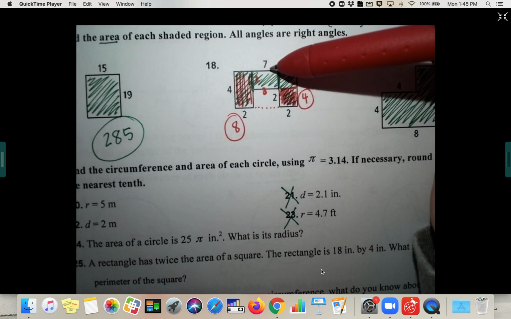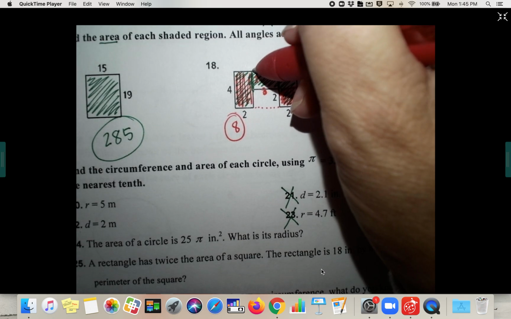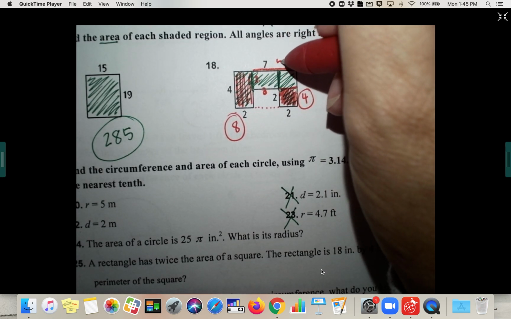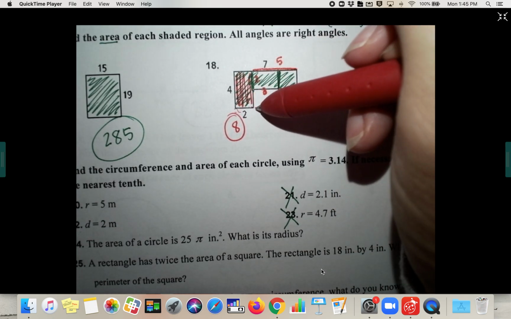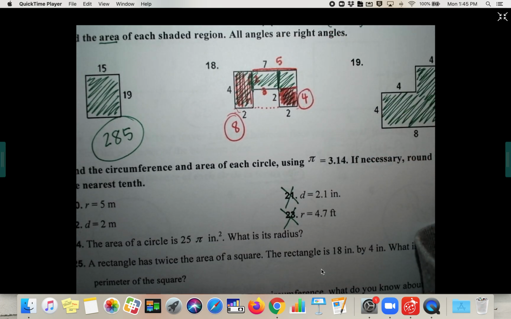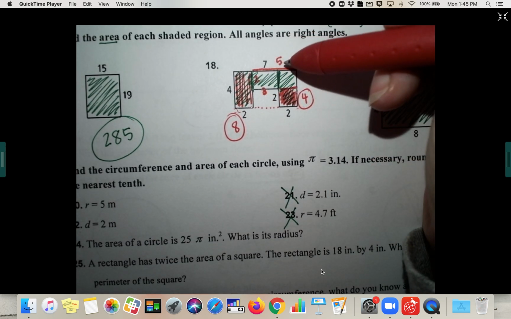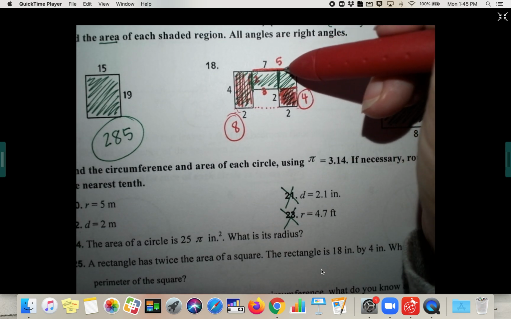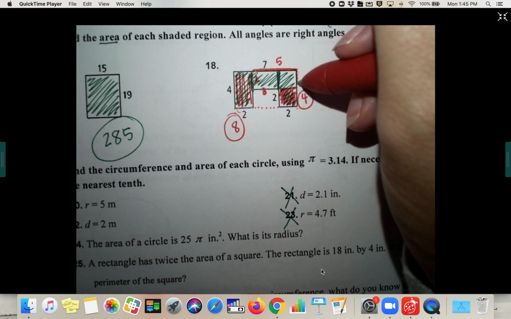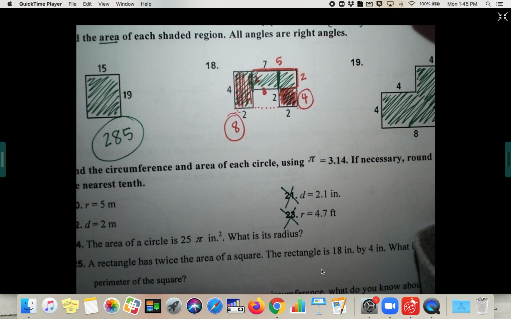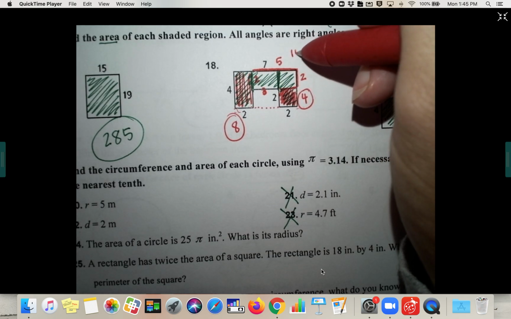So let's see. If this is 2, then this whole rest of this must be 5, because from here to here is 2, and the whole thing totals 7. I'm probably just confusing you guys, sorry. But if this length is 5 and this length is 2, we can just do 5 by 2. So this section is 10.